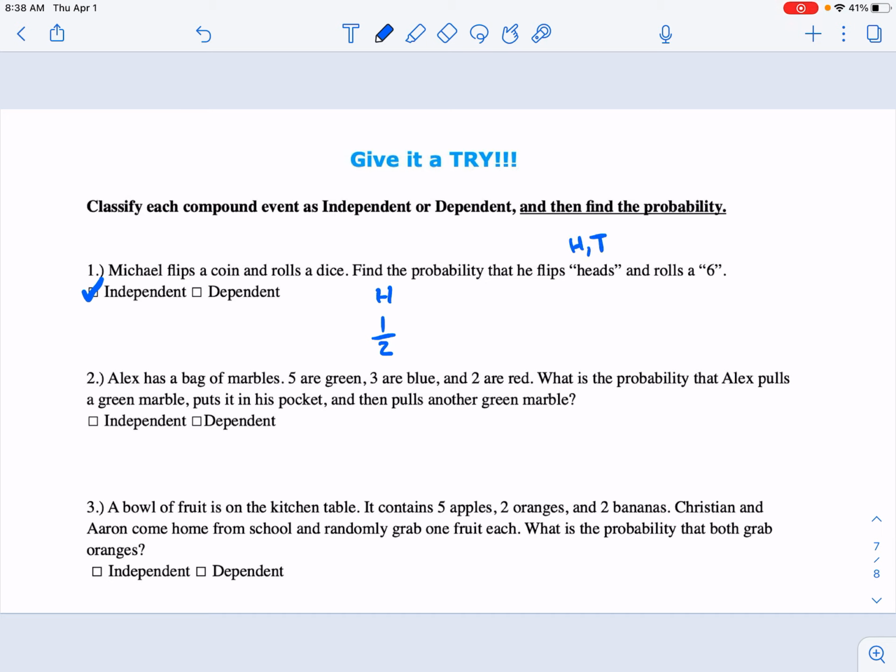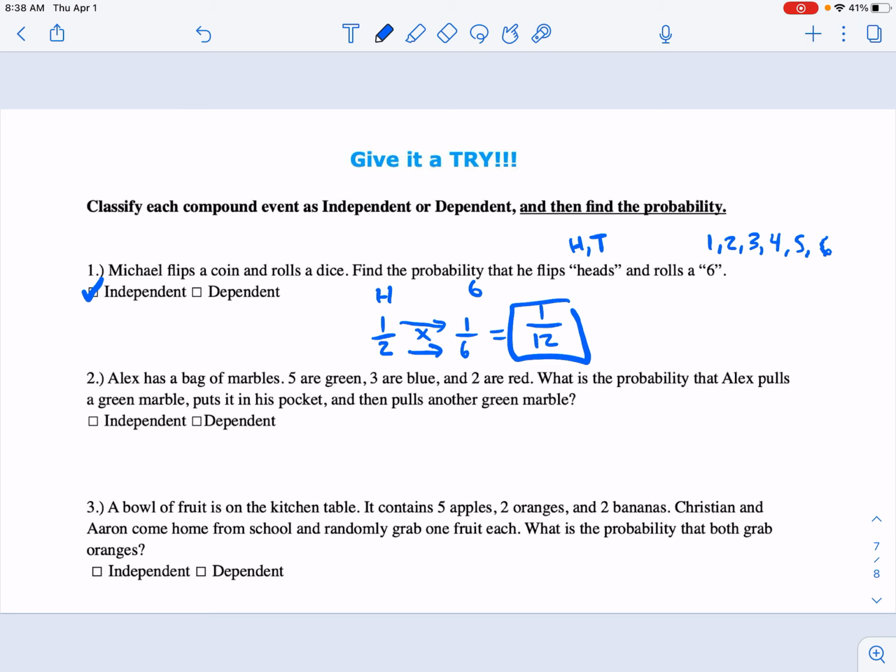Okay, rolling a number cube, our outcomes are 1, 2, 3, 4, 5, 6. Okay, so rolling a 6, you have a 1 out of 6 chance. So to find the probability of both things happening, we need to multiply. 1 times 1 is 1. 2 times 6 is 12. So you have a 1 out of 12 chance of flipping heads and rolling a 6.